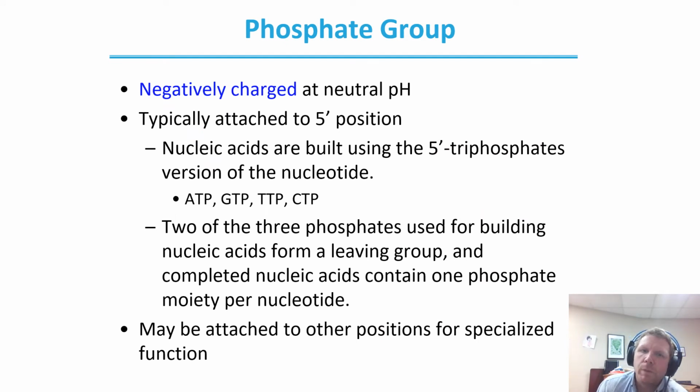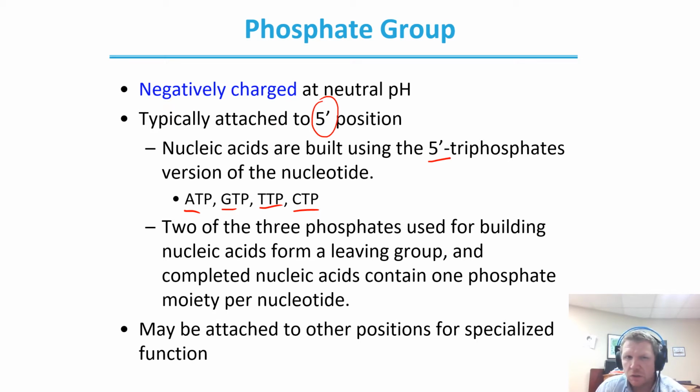The phosphate group is going to be negatively charged at a neutral pH. This is typically going to be attached to the 5 prime position. Whenever you see that prime, you should be thinking, that's on the ribose sugar, so the 5 prime carbon. Nucleic acids are built using the 5 prime triphosphate version of the nucleotide: ATP, GTP, TTP, CTP.